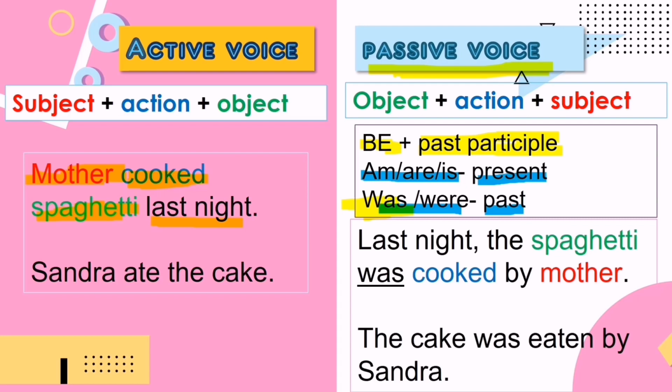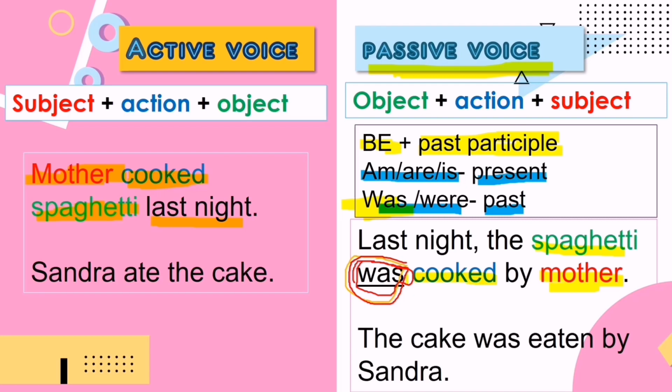So, the spaghetti is our object. Cooked is our verb or the action being done. Mother is our subject. See, observe that in our verb, there was a verb be. Mao ni siya ang was. Kung mabantayan ninyo class, mabantayan ninyo nga sa passive voice, there is be plus past participle. In active voice, wala, diretso na siya, subject plus action plus object.